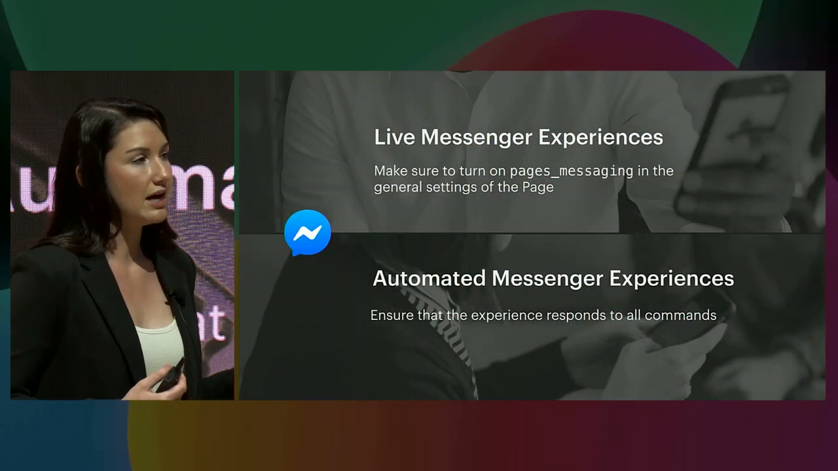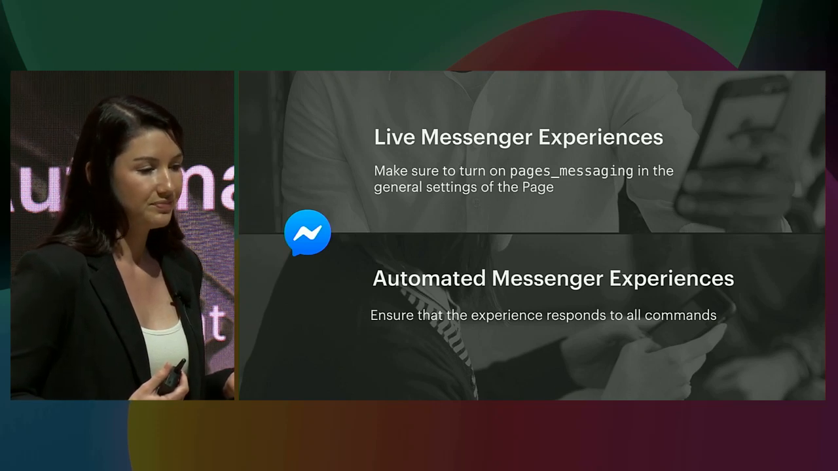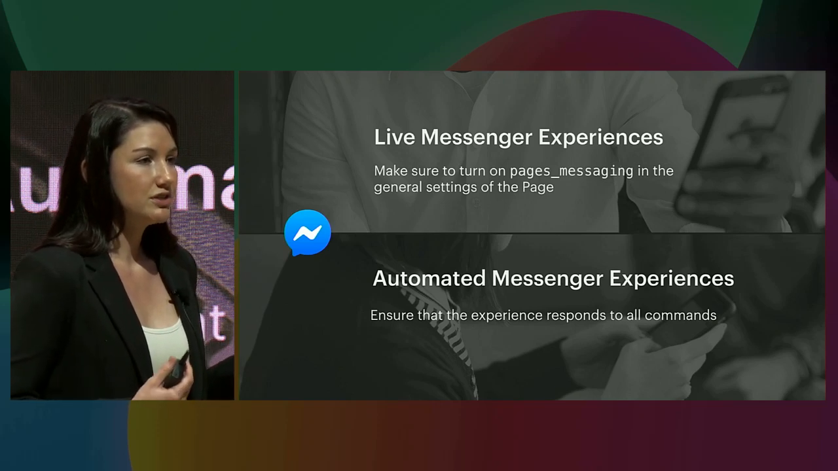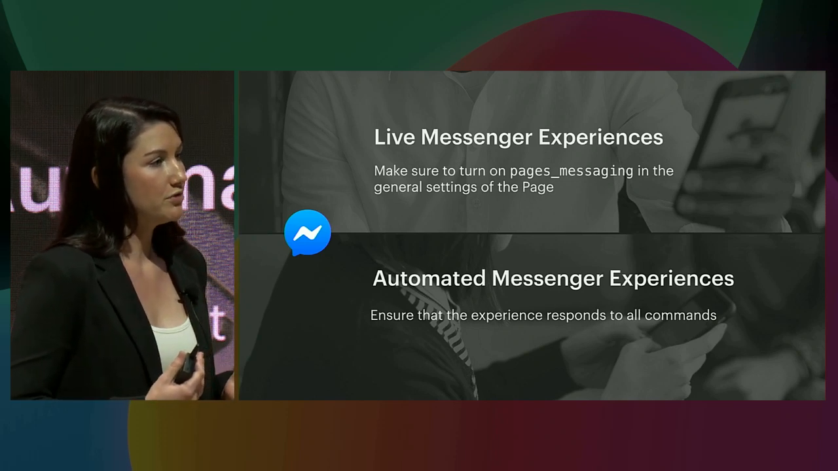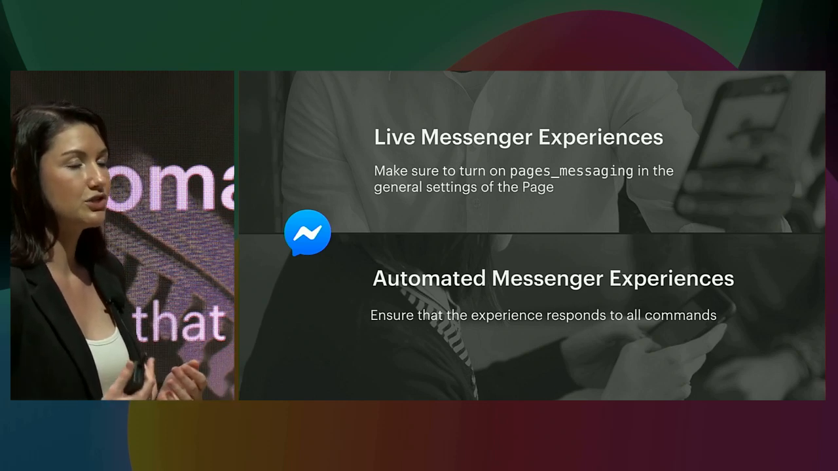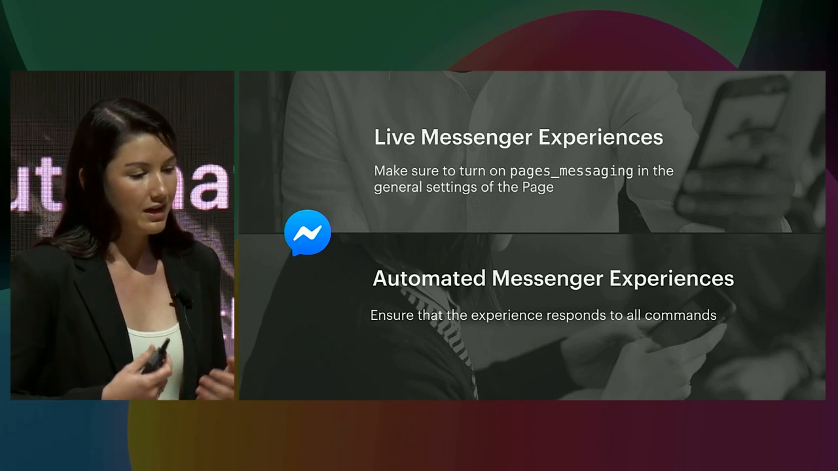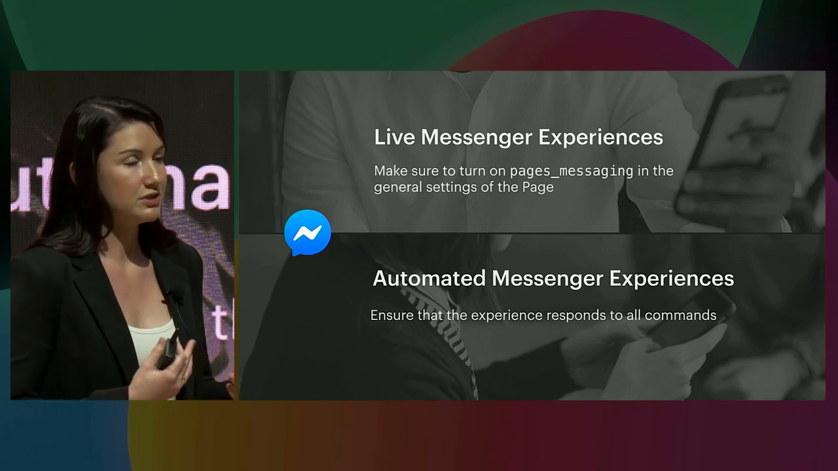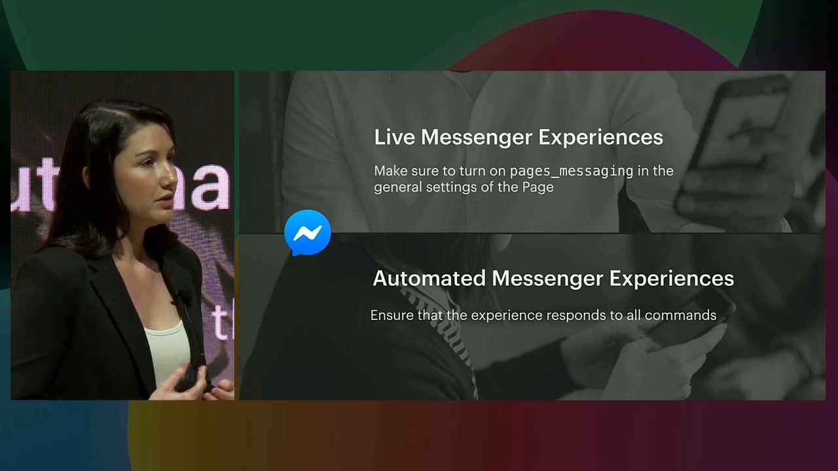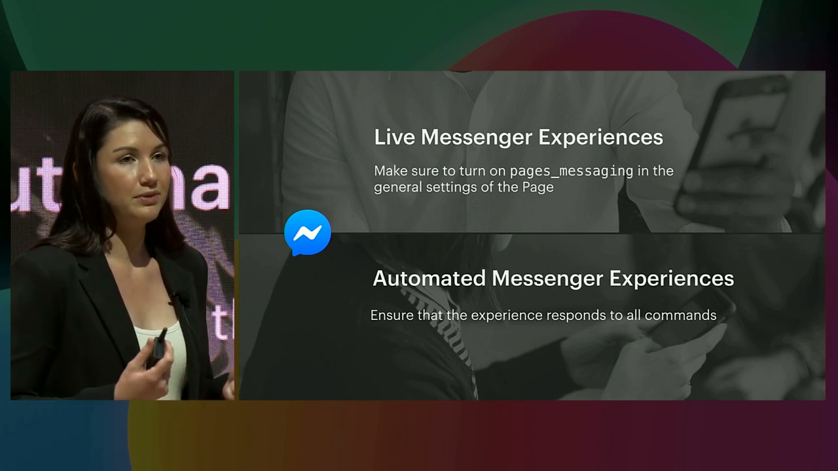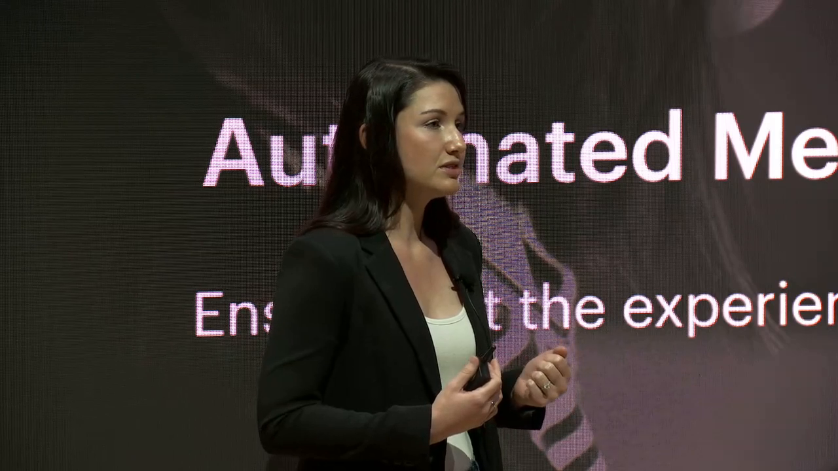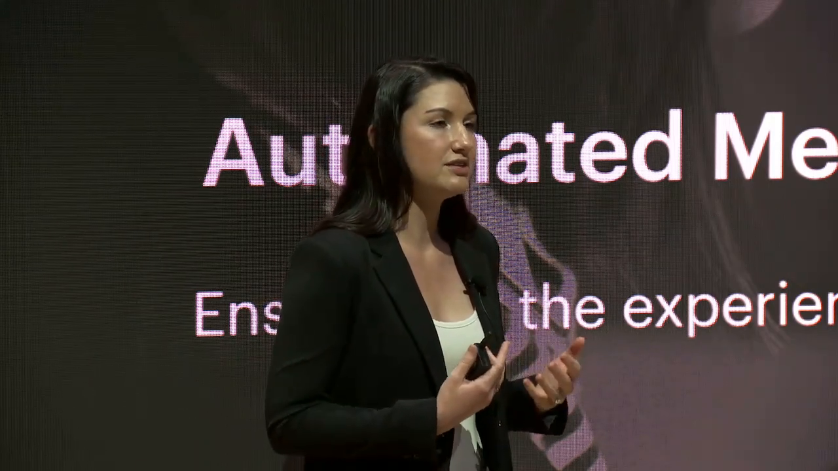Let's cover how to avoid Pages messaging response rejections for both live and automated messaging experiences. For live experiences, please make sure to turn on Pages messaging in the general settings of your page. This will allow our reviewers to avoid receiving error messages when they try to interact with your chat experience. If a reviewer tries to communicate with your page and receives an error message, then this will result in a rejection. For automated experiences, ensure that your chat flow is compliant with our policies by responding to all commands, even those that are sent in another language or those that aren't cohesive with your chat experience.